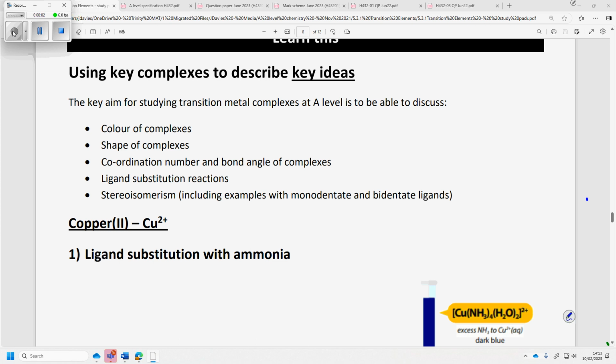Welcome to the wonderful world of transition elements. This is video number 3. Key aims for studying transition metal complexes are set out here in the study pack.